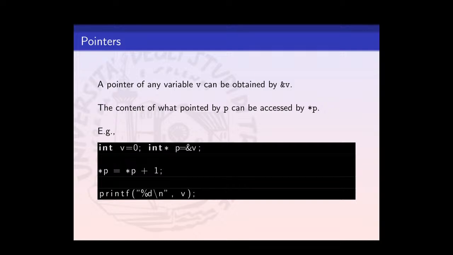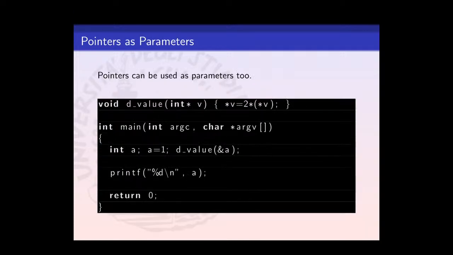Is it clear? This is quite different from what you may have seen in Python, for instance, because in Python you don't have an explicit representation of pointers. However, this mechanism is quite powerful because you can, of course, use pointers as parameters. And this allows you to change the content of the variable you want to deal with.